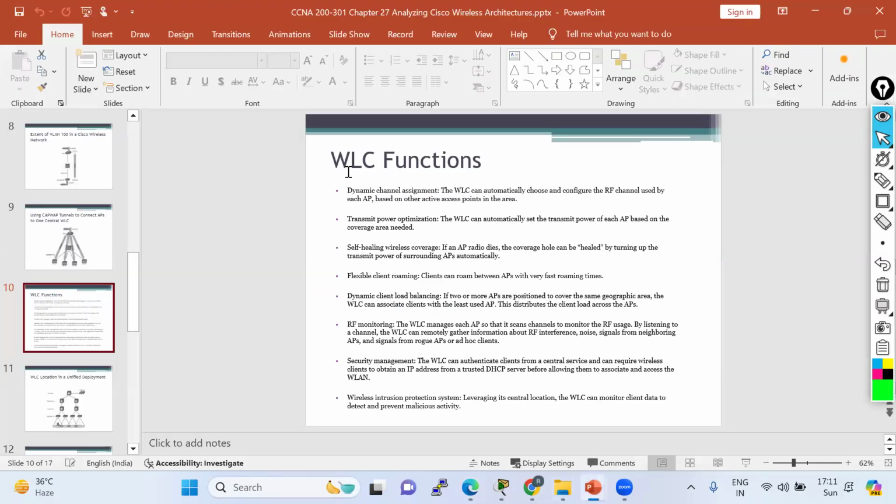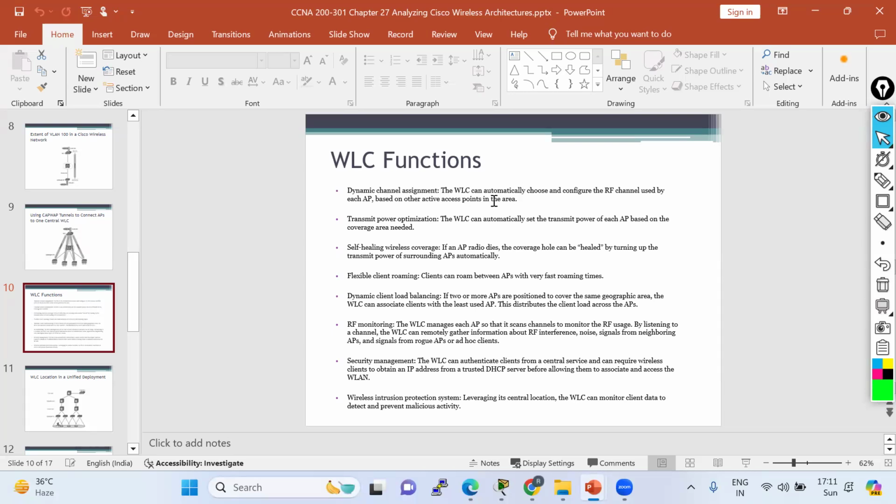So in short summary, WLC is just for the wireless LAN controller, which is just going to manage the multiple APs in a centralized location. It might be a branch location, it might be a data center location, it totally depends on your deployment. So this WLC is going to create a dynamic channel where the RF frequencies are going to be created, right?